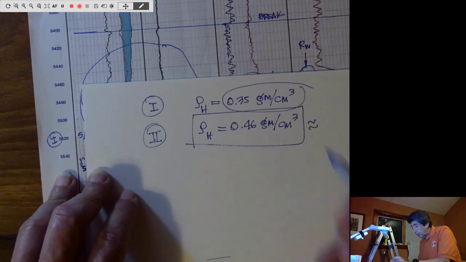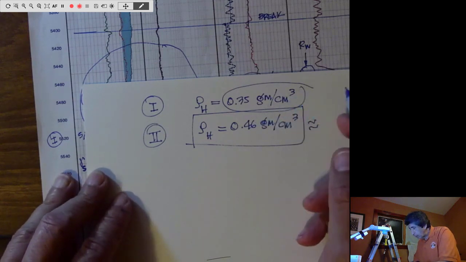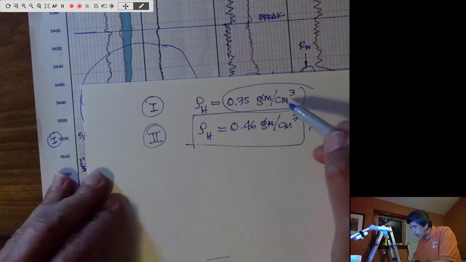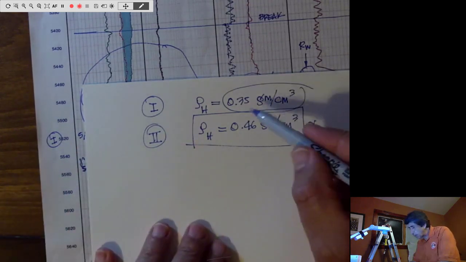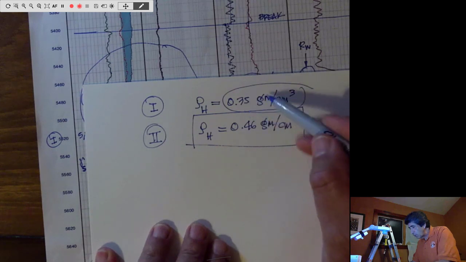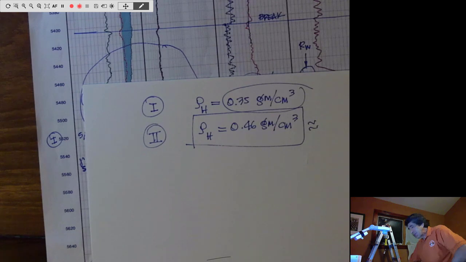And I just have to say here that some students often ask me, how do I know that it's gas? Or how do I know that a given density is gas? If I go to Wikipedia or something, they say that this is more like a liquid hydrocarbon. And the answer is, it depends on the pressure and temperature.